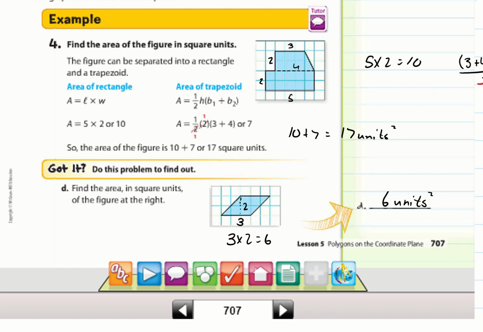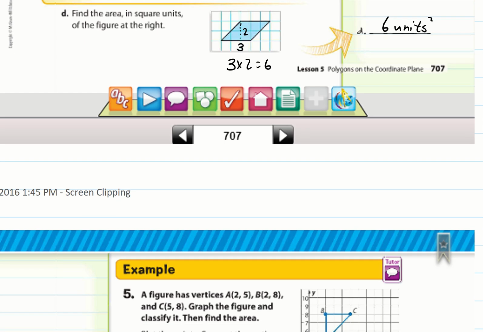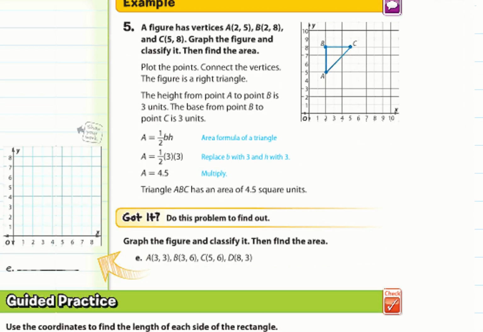Well, I just kind of did D for you. So our base is 3, our height is 2. So 3 times 2, we have 6 units squared. Last example, example 5. A figure has the vertices of 2, 5, 2, 8, and 5, 8. Graph the figure and classify it, then find the area. Well, classification, this here is a triangle.